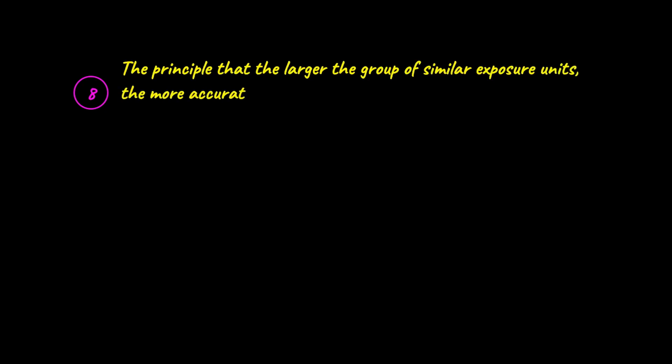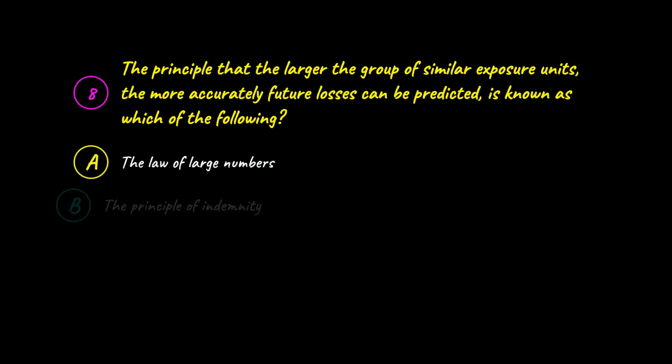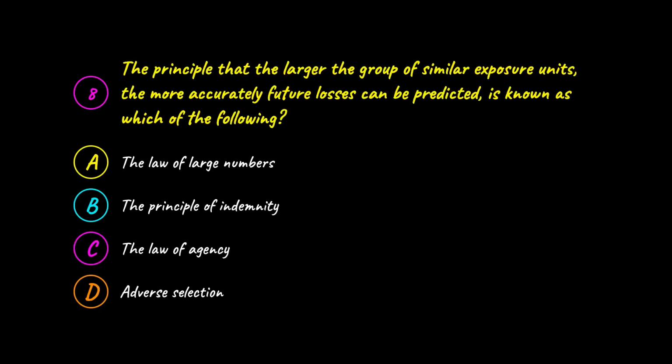Question 8. The principle that the larger the group of similar exposure units, the more accurately future losses can be predicted, is known as which of the following? Your options are A. The law of large numbers, B. The principle of indemnity, C. The law of agency, D. Adverse selection. Got a guess? Lock it in.